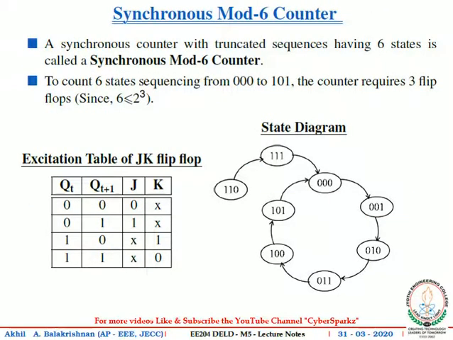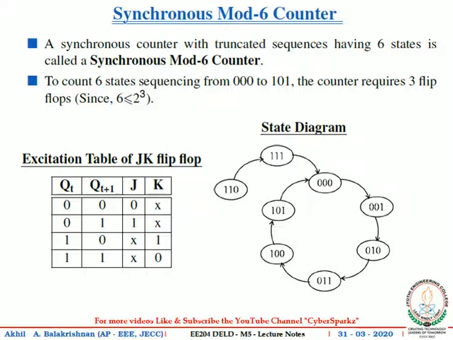So let's take the example of a synchronous mod 6 counter. A mod 6 counter means it will have only 6 states. So in order to count these 6 states, we require a minimum of 3 flip-flops. The counting sequence will be like this, starting from 000 to 101, and it resets to its initial state and the counting pattern will continue.